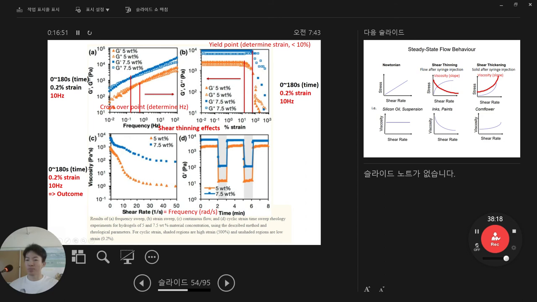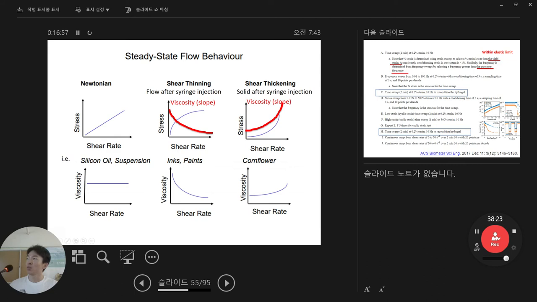So just before, according to the shear rate, the stress is proportionally increased. We can say this is Newtonian. And when you increase the shear rate, the stress is going up, but the slope is initially high, and then it has a low slope. So this is the meaning of shear thinning.